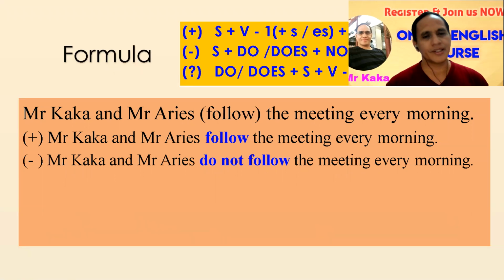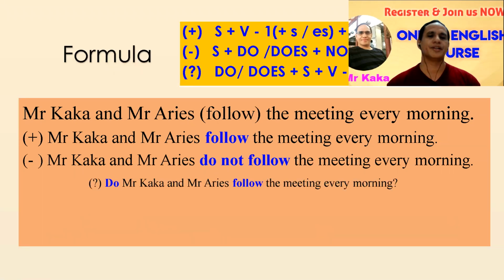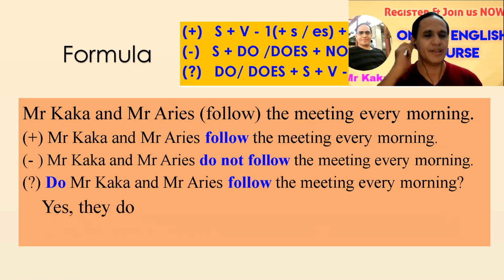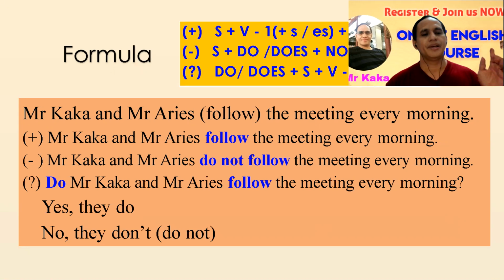And how about the interrogative form? Have a look at the interrogative form of the sentence: Do Mr. Kaka and Mr. Aris follow the meeting every morning? The answer can be yes, they do, if you think that they follow the meeting every morning. But if you think they don't, your answer will be no, they don't.